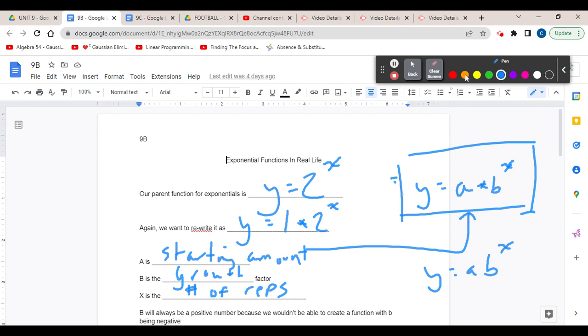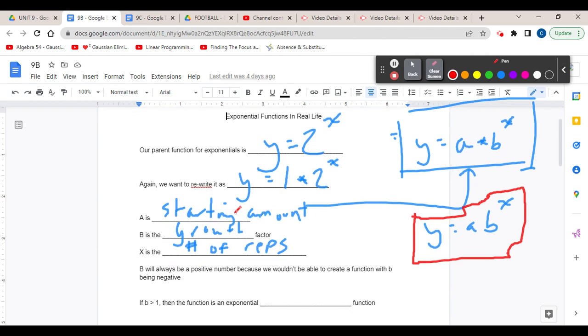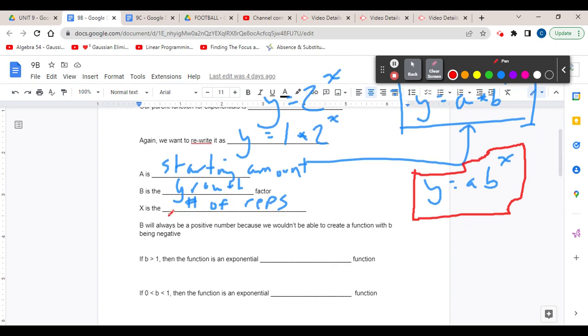Okay, so going by our format here, y equals a times b to the x power. A is our starting amount or our principal, b is our growth factor, x is our number of repetitions. The b is always going to be a positive number because we wouldn't be able to create a function with b being negative. It would look all wacky and all over the place. Now, if b is greater than 1, then the function is going to be an exponential growth function. If b is less than 1 but greater than 0, it's going to be an exponential decay function.